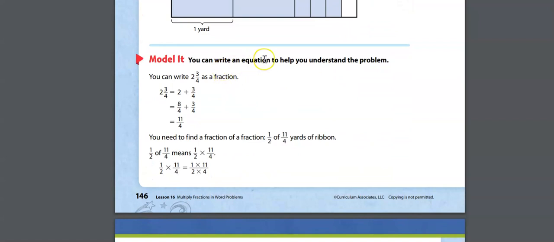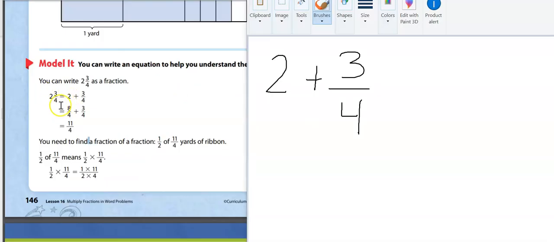You can write an equation to help you understand the problem. You can write 2 3/4 as a fraction. 2 3/4 also means 2 plus 3/4. Now let's go ahead and break down how they worked it out right here. If 2 3/4 is the same as 2 plus 3/4, I cannot add unless my fractions are equivalent. So 2 as a whole number is the same as 2 over 1.